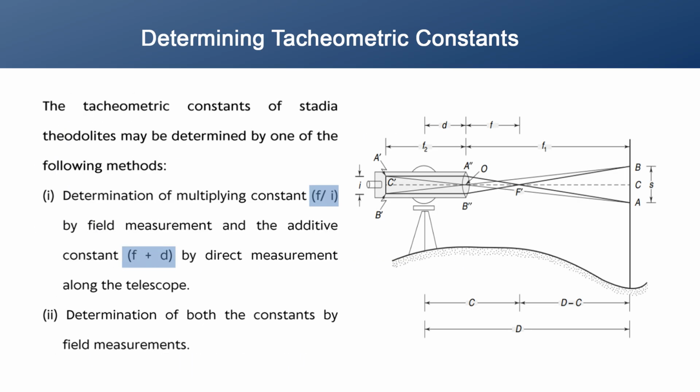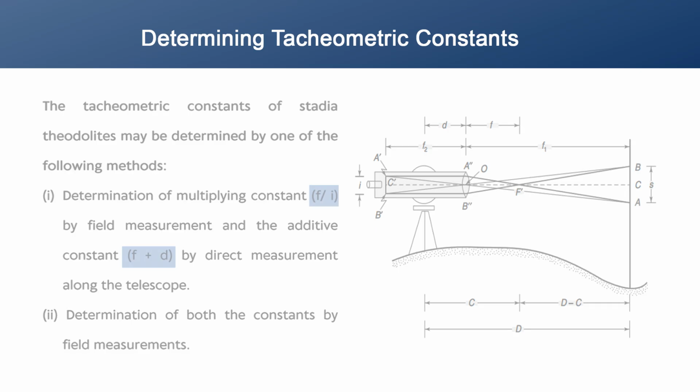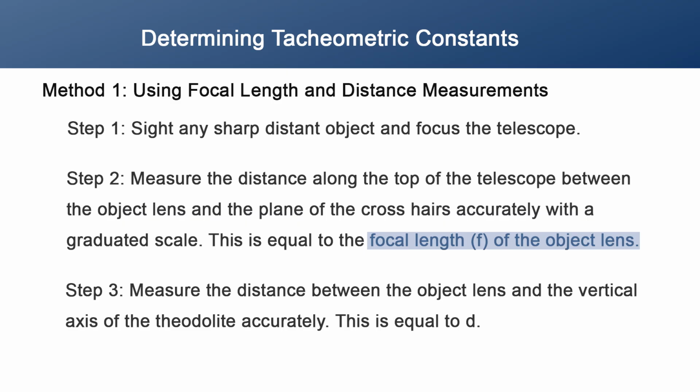Now, let us determine the tachyometric constants. The tachyometric constants of stadia theodolites may be determined by one of two methods. The first is the determination of the multiplying constant f by i by field measurement and the additive constant f plus d by direct measurement along the telescope. The second is the determination of both the constants by field measurements. To determine the tachyometric constant of your theodolite, you can follow any one of the two methods.